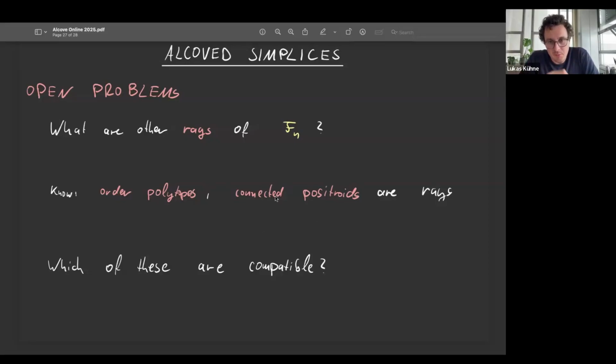And then even for these two families, we don't know yet which order polytopes or which connected positroids are compatible, meaning that if I have two connected positroids, can I take them in a Minkowski sum? I don't know. That's also an open question.